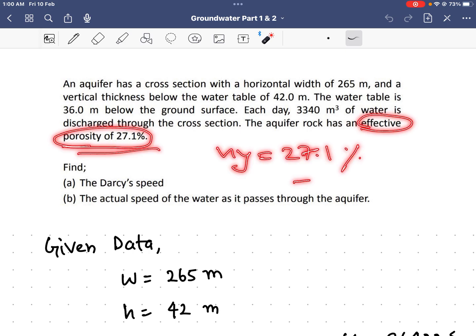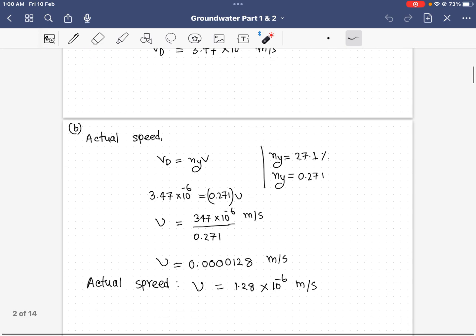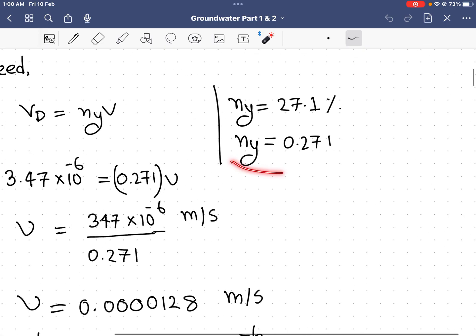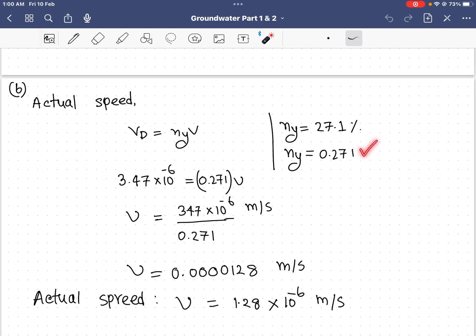So n_e equals 27.1%. I am just going to divide it by 100, so I get n_e equal to 0.271. Once I have the n_e value, I have the V_D value, so easily if I plug all those values into this equation, I will get the actual speed. So this is the actual speed.